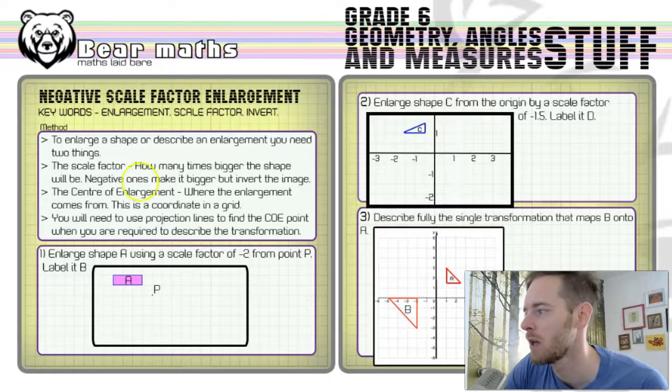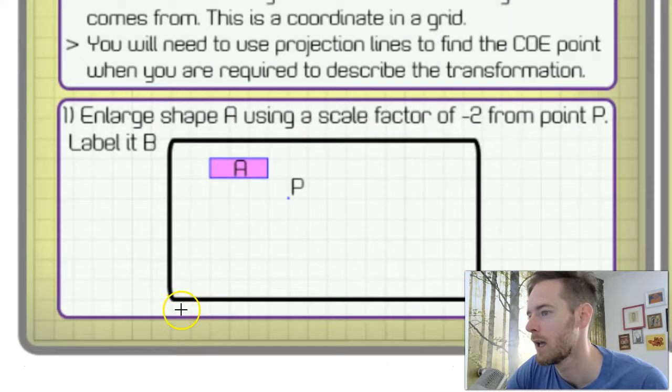Now, question number one asks us to enlarge shape A using a scale factor of -2 from point P and label it B. So I will zoom into this shape now, so you get a nice close look at it. And I will get my line tool up. What I'm going to do is my counting squares method of getting from point P, the center of enlargement point, to one of the vertices of the shape. Choose any one you want. So I'm going to go to this corner here.